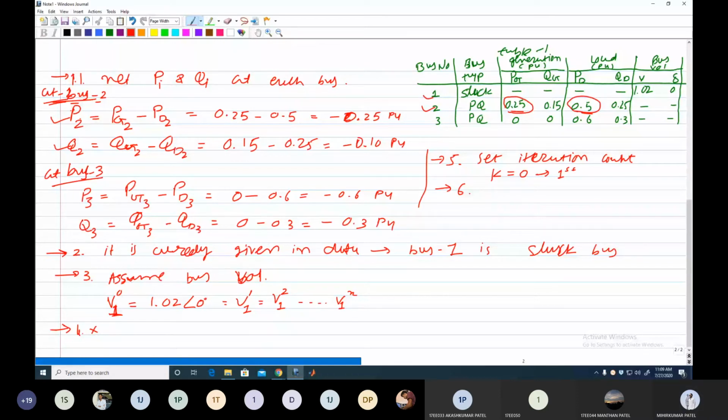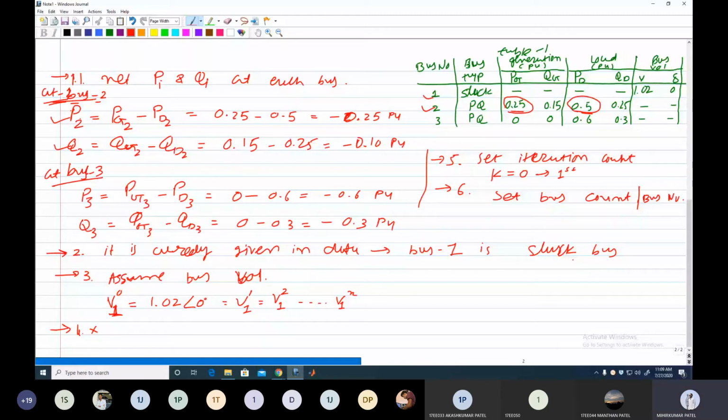What is our step number 6? Bus count. Yes, we have to set the bus count or bus number. Bus count means, or you can write, bus number. But it is already given to us. Here we have missed something in step number 3. What have we missed?